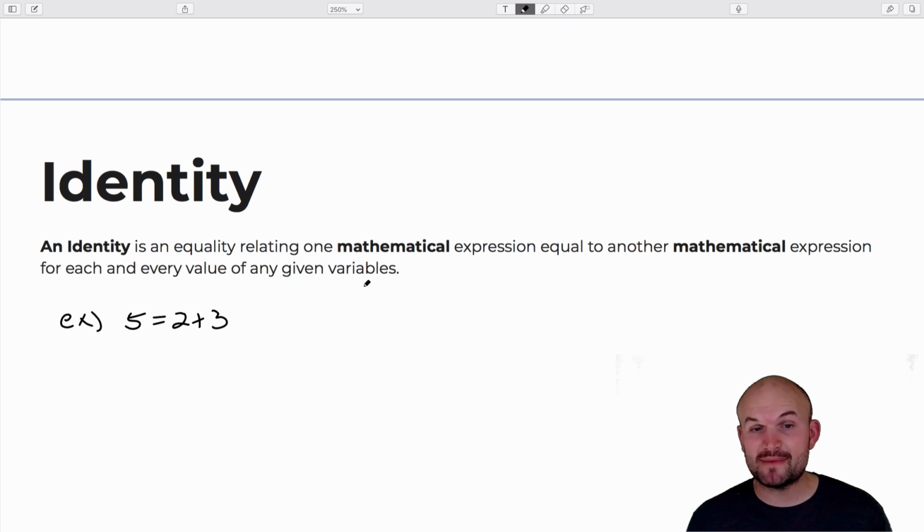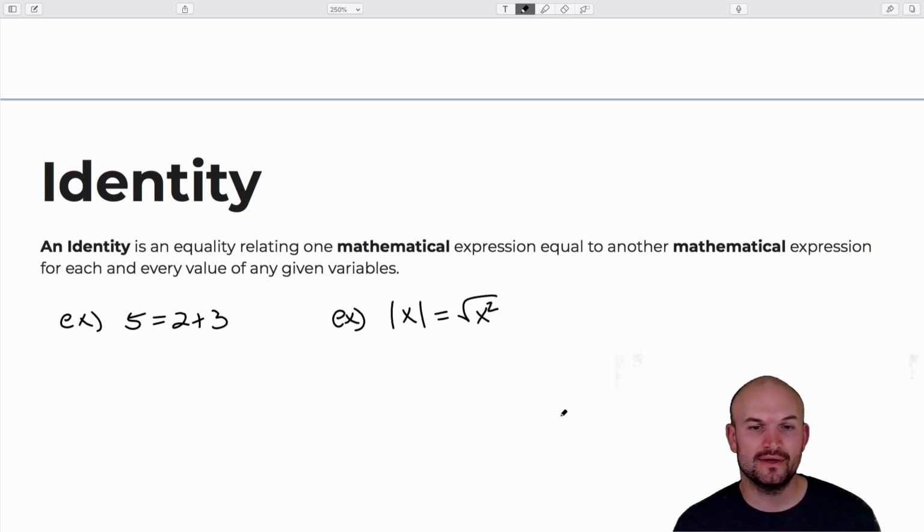As another mathematical identity with some variables, I could say the absolute value of x is equal to the square root of x squared. So this is a mathematical identity. What you can see is that the equation is equal no matter what the value of x is. If you're taking the absolute value of a number, or if you're squaring it and then taking the square root, the left side is always going to be equal to the right side.